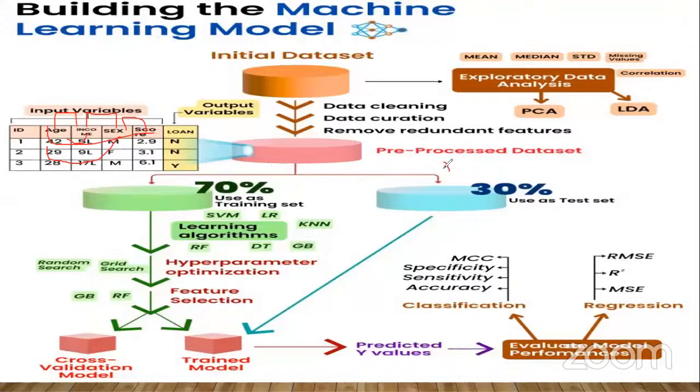Once we select the features, then we'll do the splitting. I split the entire data set into 70-30%. The 30% I will keep for testing purposes. I will not show it to my model.